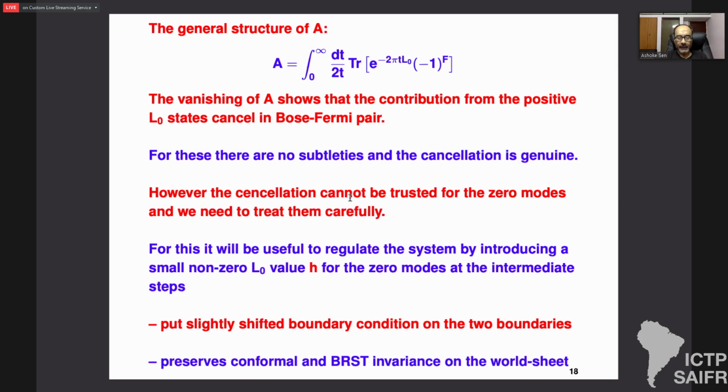But this cancellation cannot be trusted for the zero modes, and we need to treat them carefully. To do that, it will be first useful to regulate the system by introducing a non-zero L0 value, h, for the zero modes at the intermediate steps. And we need to do it preserving BRST invariance and conformal invariance. The easiest way to do this is to put slightly shifted boundary conditions on the 2 boundaries of the annulus. And this gives a contribution to L0 that we'll use to regulate. This preserves conformal and BRST invariance on the worldsheet. So there is no problem in dealing with this regulation.